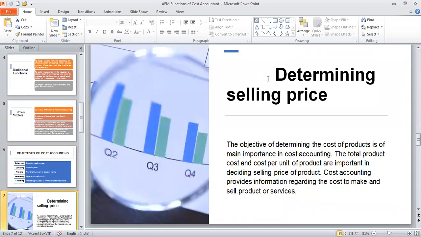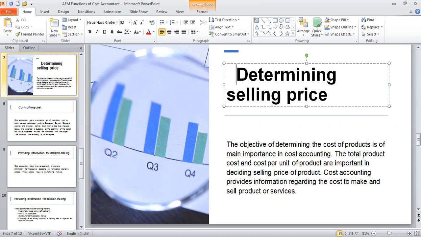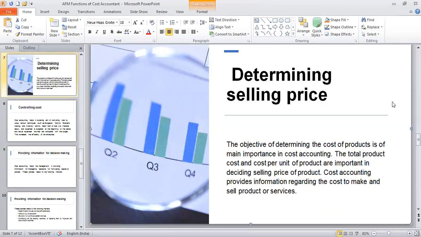So what about the first and foremost among all the functions of cost accounting? The first and foremost function is determining the selling price, right? The objective of determining cost of products is of main importance in cost accounting. The total product cost and cost per unit of product are important in deciding the selling price of the product. We are all aware of that. Cost accounting provides information regarding how much it costs to make and to sell the products or services.